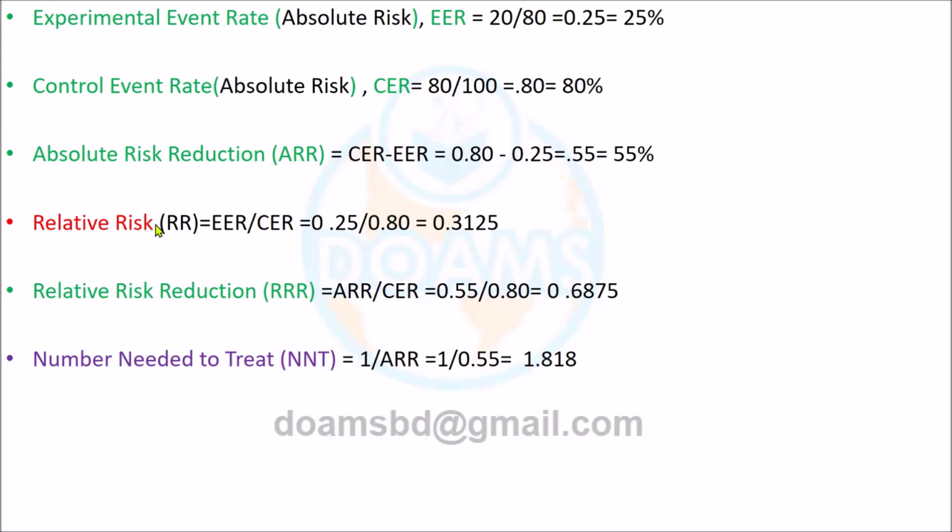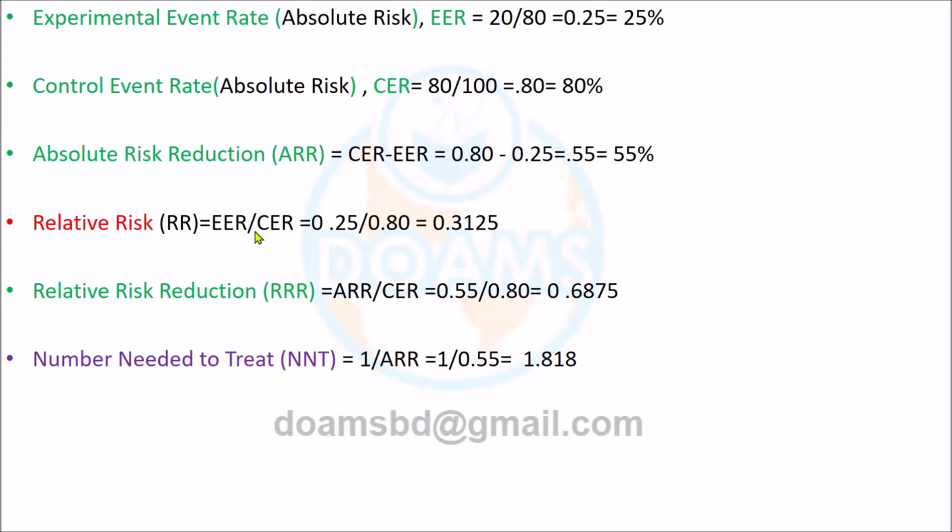And the other word, relative risk. It is not the reduction. Relative risk is EER divided by CER. Okay. So it is a matter of you remembering this formula. EER divided by CER. But for the absolute risk reduction, it is not divided by, it is the difference, by the minus. So this is the relative risk.